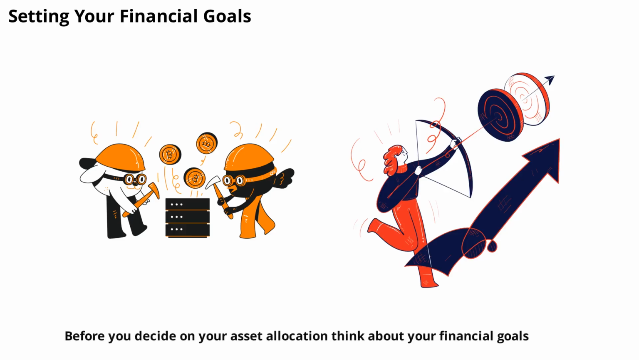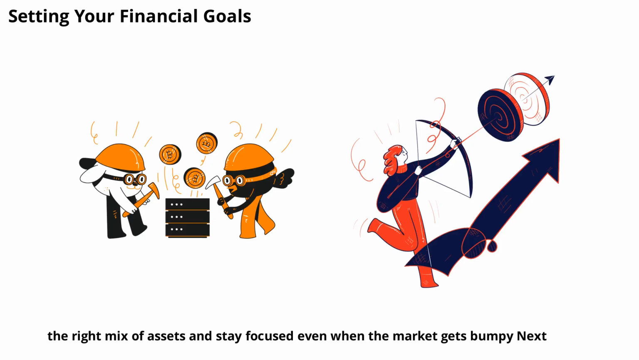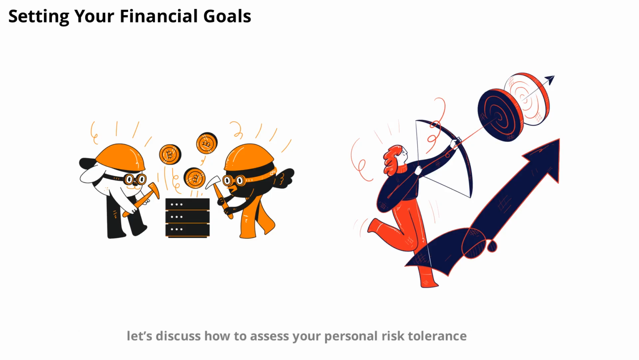Before you decide on your asset allocation, think about your financial goals. Are you saving for retirement, a home, or something else? The time frame for your goals will influence how much risk you can take. If your goal is far away, you can invest more aggressively. If it's coming up soon, you'll want to be more conservative. Being clear about your goals helps you choose the right mix of assets and stay focused even when the market gets bumpy. Next, let's discuss how to assess your personal risk tolerance.